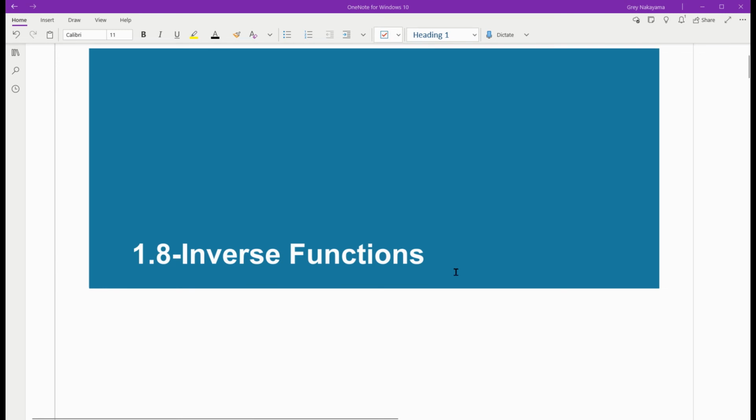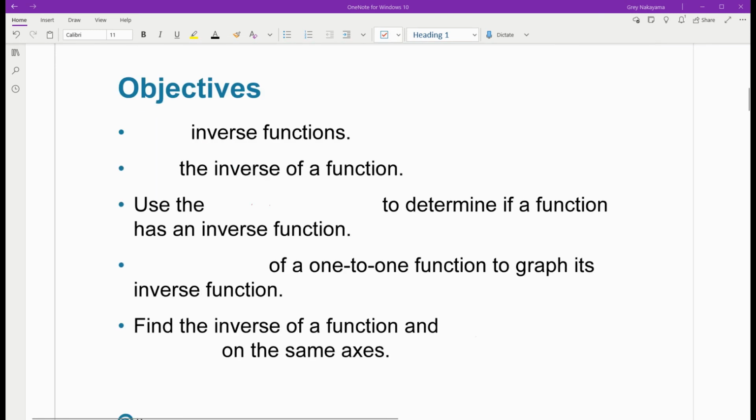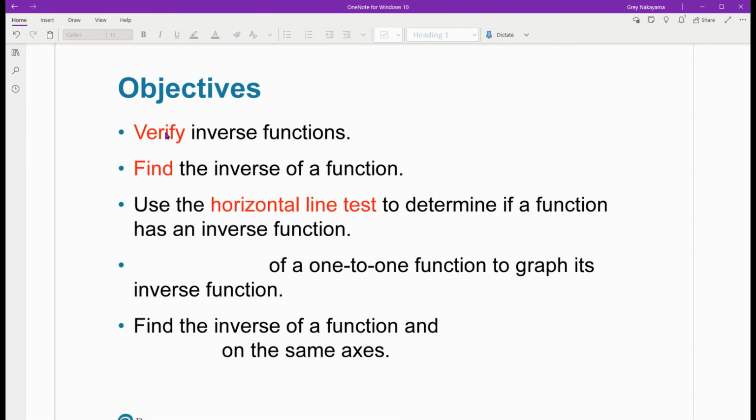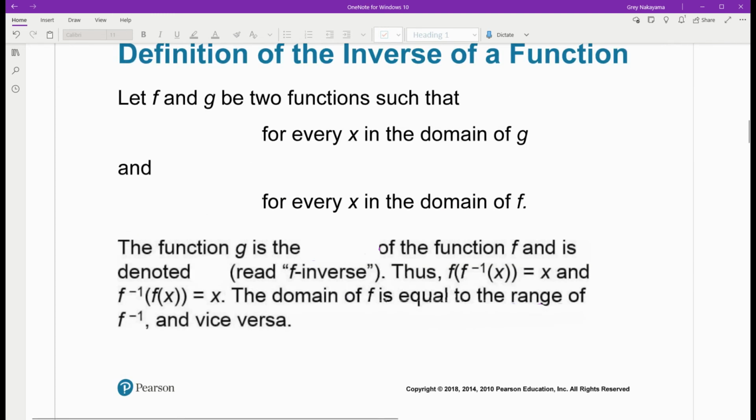This is the last section for our current chapter, so something to be excited about. So in this lesson, we're going to talk about verifying inverse functions. We're going to find the inverse of a function, use the horizontal line test to determine if a function has an inverse, use the graph of a one-to-one function to graph its inverse, and then find the inverse of a function and graph both on the same set of axes.